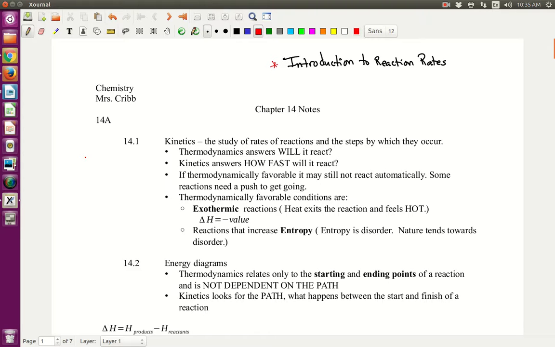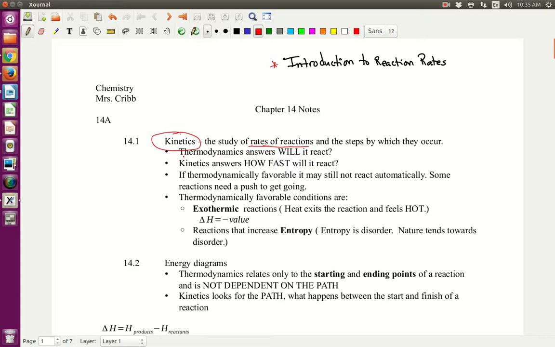All right, kinetics is what this chapter is about. Now, kinetics, remember what kinetic energy is? Kinetic energy is the energy of movement. So kinetics is the study of rates of reactions, or basically how fast you can do something, how fast you can make something. And it also talks about the steps that we need in order to make something happen, so the steps by which they occur.